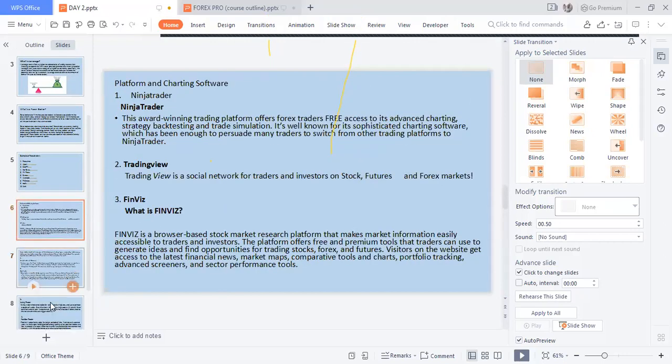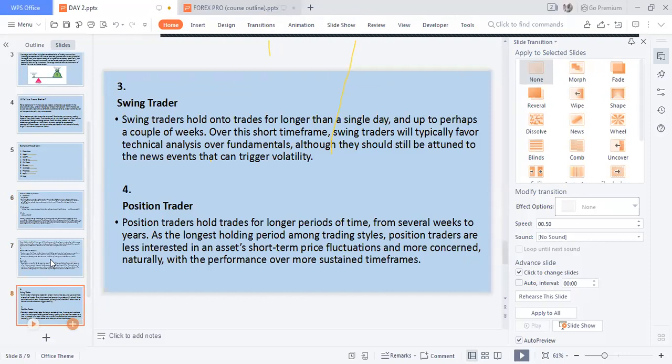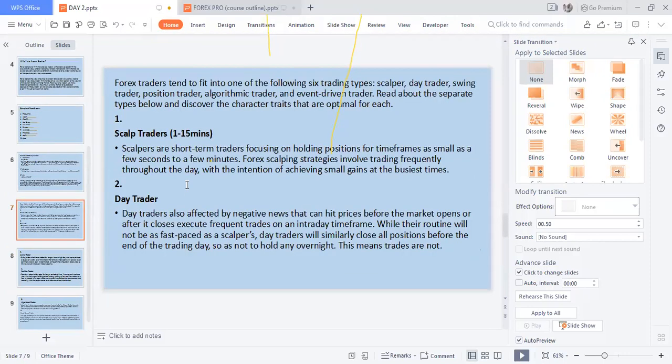The next one today is types of traders. We have scalp traders, day traders, position traders, algorithmic traders, event-driven traders, and so on and so forth. Now let's start with scalp traders.